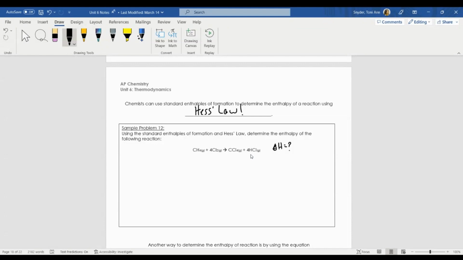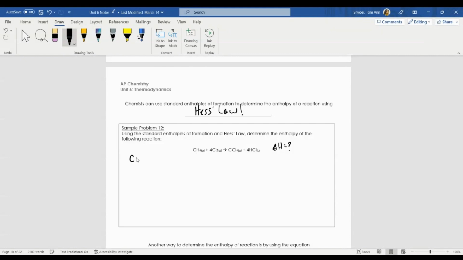And we can manipulate those equations using Hess's law to get this total reaction. I'm going to stop talking about it and let's just do it. On a chart that lists the enthalpies of formation, we're going to look up CH4. And this process looks like so.